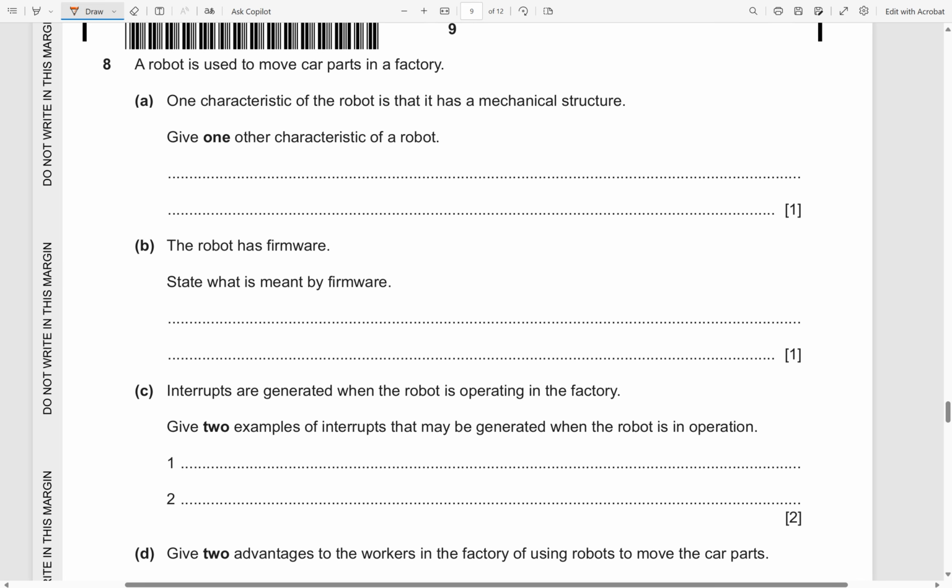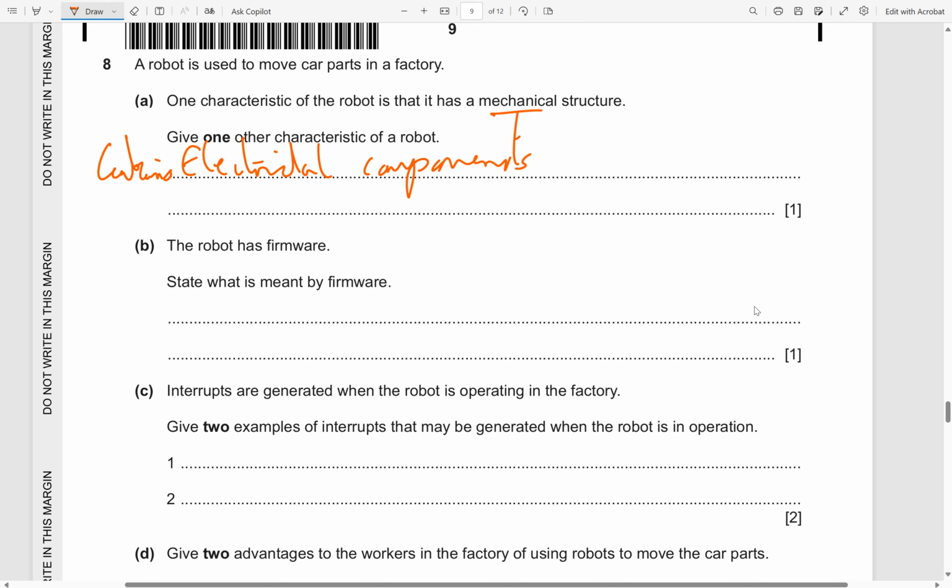Then number 8, a robot is used to move car parts in a factory. One characteristic of the robot is that it has a mechanical structure. And we want to give 1 other characteristic of a robot. So I think there's about 3 things they usually say for a robot. 1, it has to be mechanical. 2, it has to be electrical. Let's say contains electrical components.